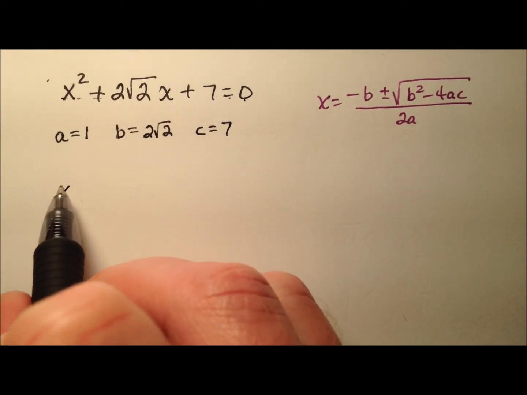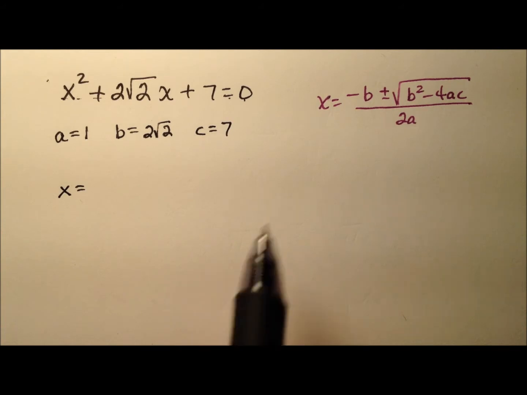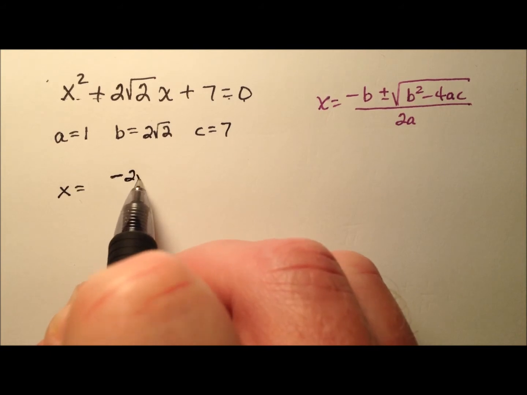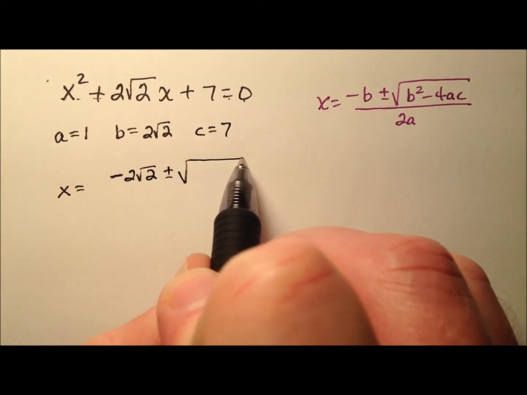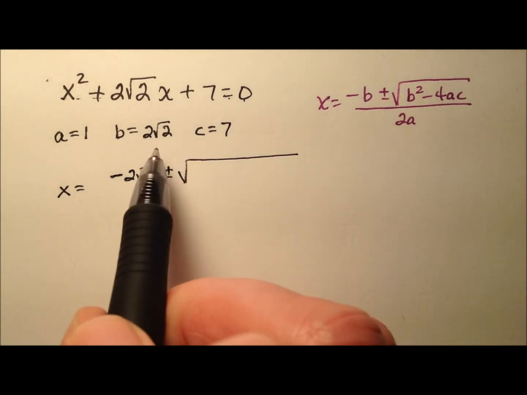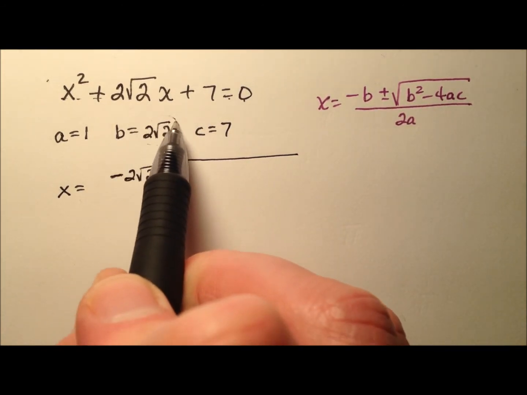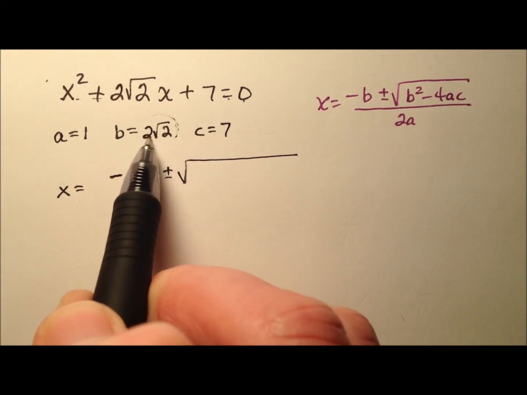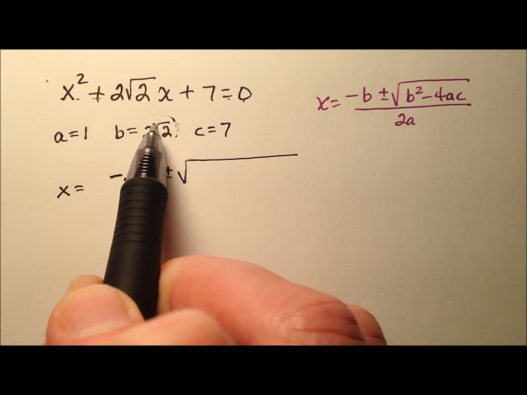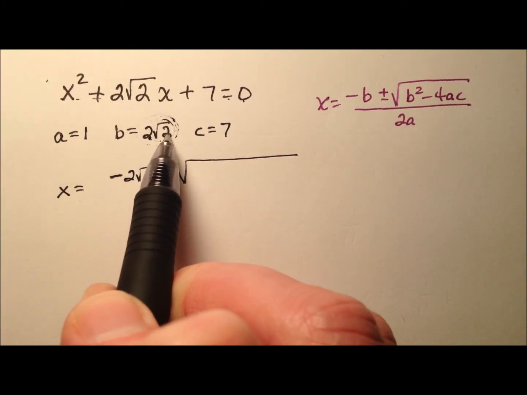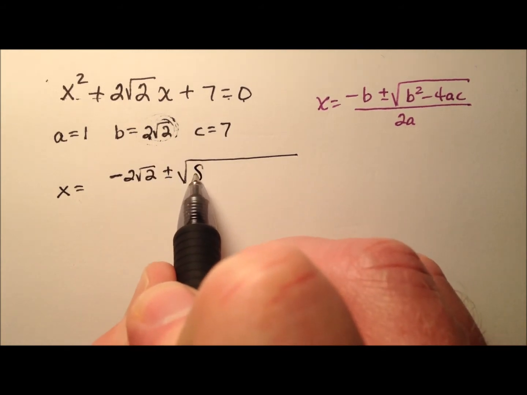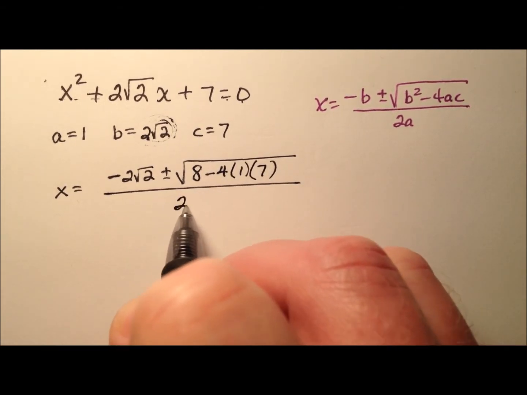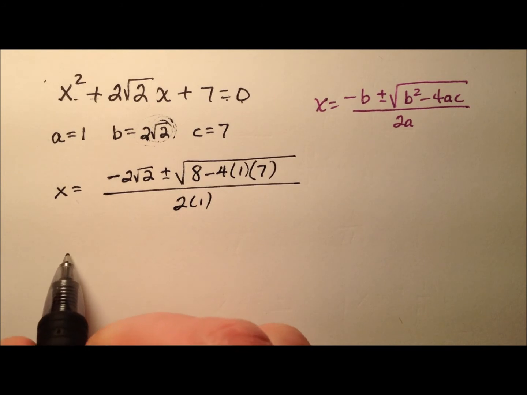And now let's go ahead and plug our values into our quadratic formula. So the opposite of b, well, the opposite of 2 times the square root of 2 will be negative 2 radical 2, plus or minus, and then we have this square root. So b squared. Okay, so I want to square this 2 radical 2. Well, I need to square both pieces and then multiply them together. So 2 squared is 4, and the square of the square root of 2 is just 2. So 4 times 2 makes 8, and then minus 4 times a times c, and then times twice a.